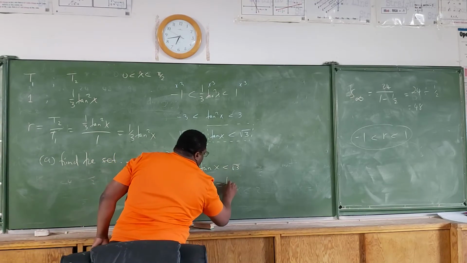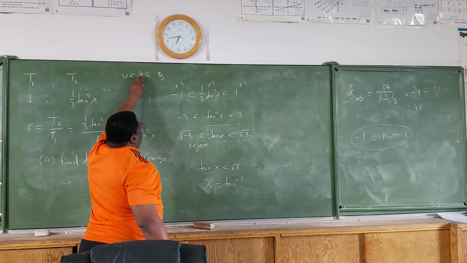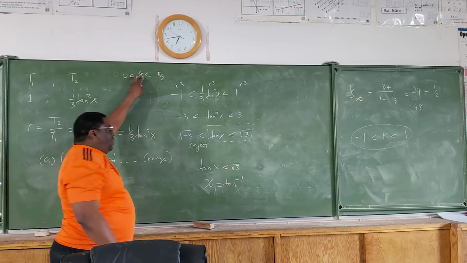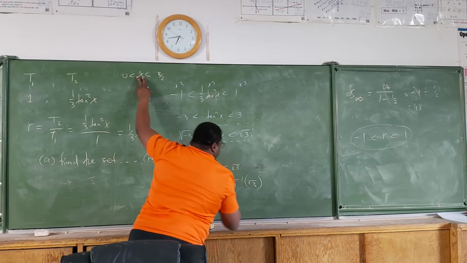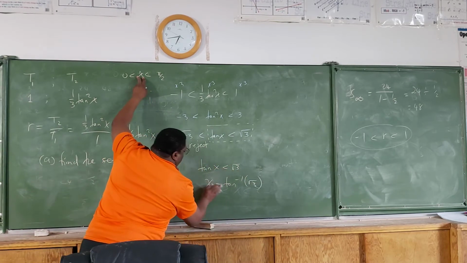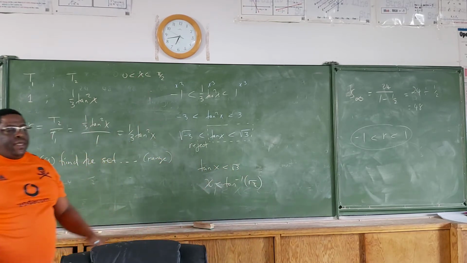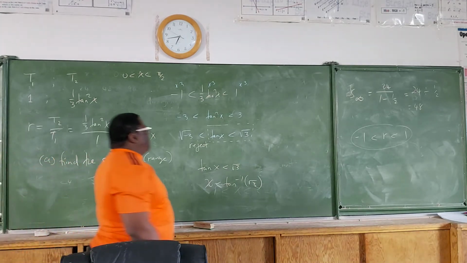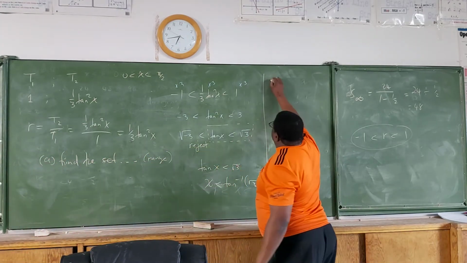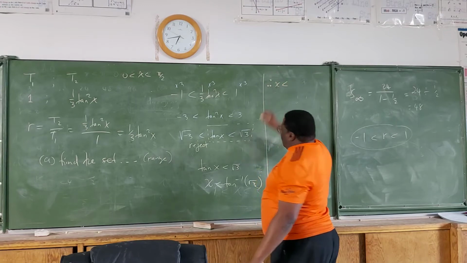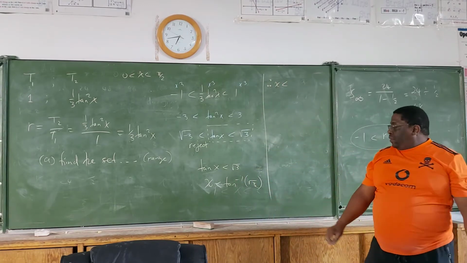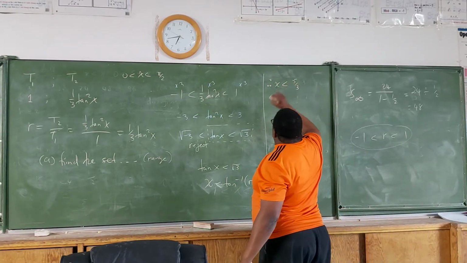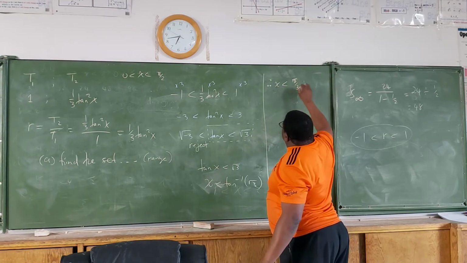x therefore is inverse tangent. Make sure you calculate this in radian mode, please. Inverse tangent of root 3. Not equal to but less than. Give me the answer. Therefore, x is less than what? Pi over 3.